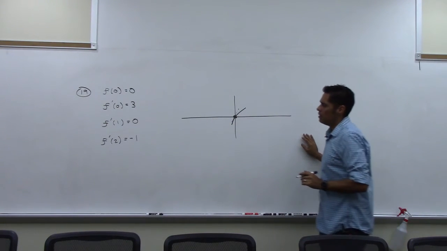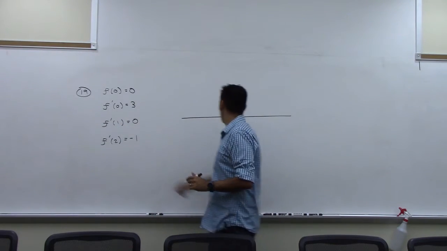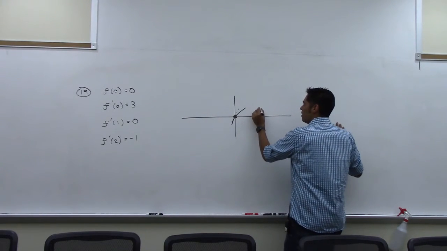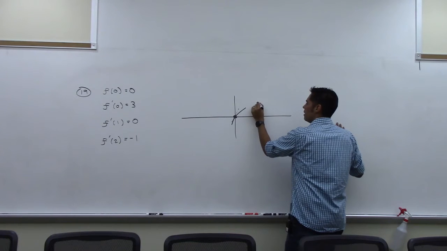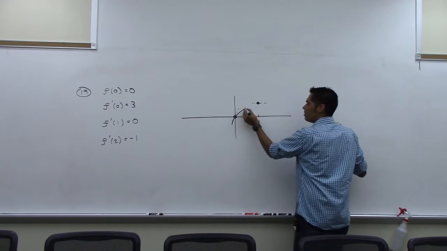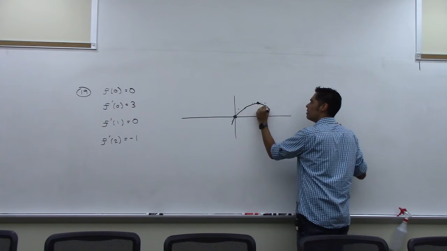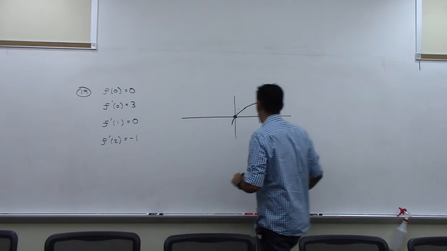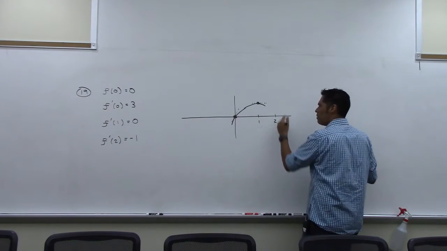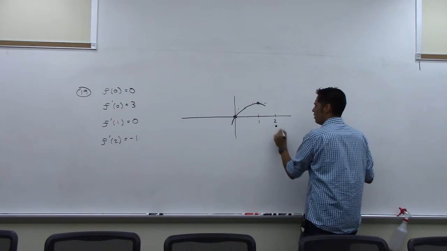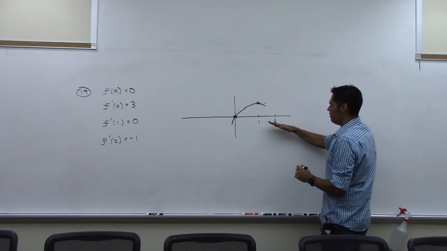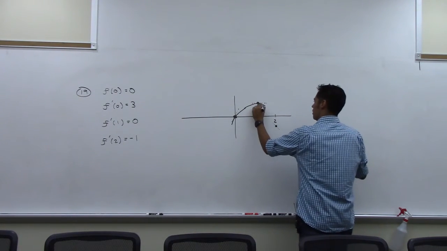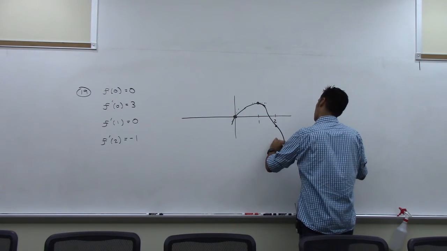And then the derivative at 1 is 0. So if I go out here to 1, wherever the point is, and it doesn't tell me where the point is, the slope there needs to be 0, which needs it to be flat. So I'm just going to come up here and flatten it out like this. And then the derivative at 2 is negative 1. So here's 2. I don't know where the point is, but when I get to it, the slope of the tangent line needs to be negative 1. So it's got to go something like that.